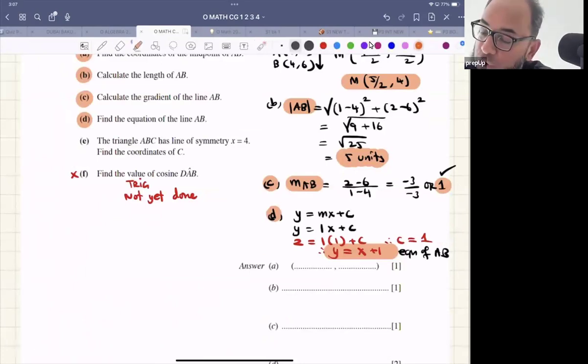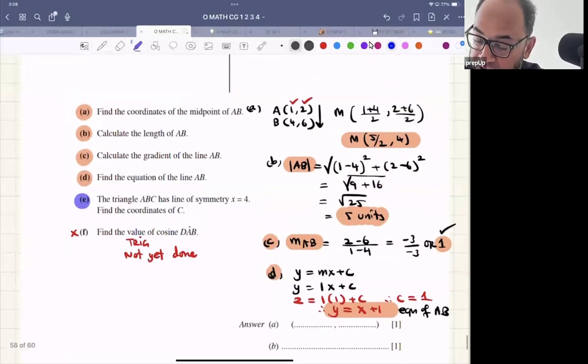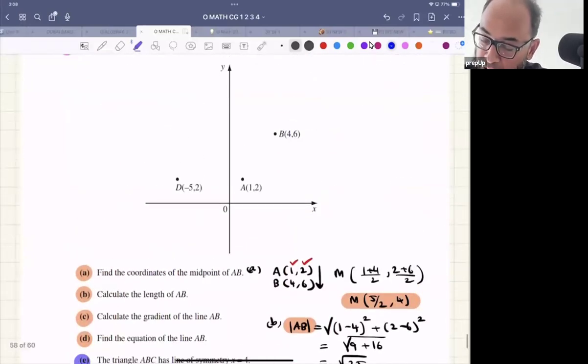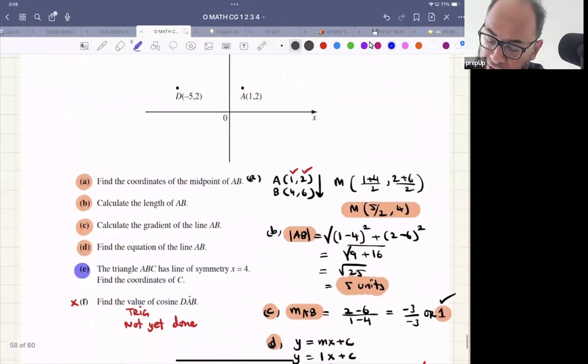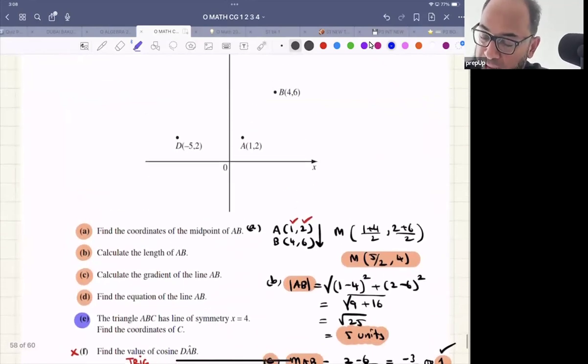Last part, which is the most crucial part, that is this. The triangle ABC has line of symmetry x is equals to 4. Find the coordinates of C. So now we are talking about ABC. What is D used for? D is used for something else, which we are not doing right now.